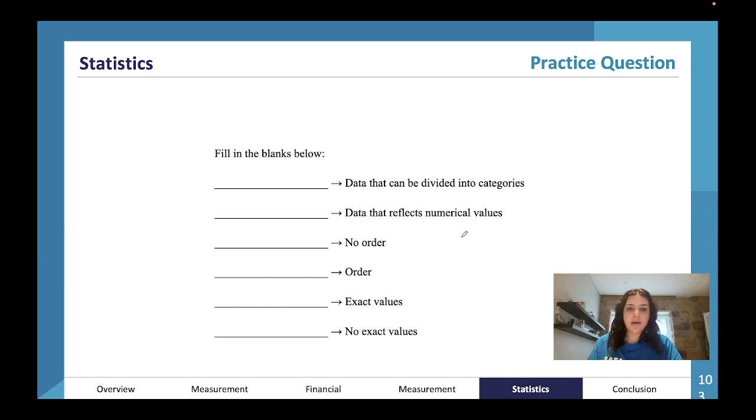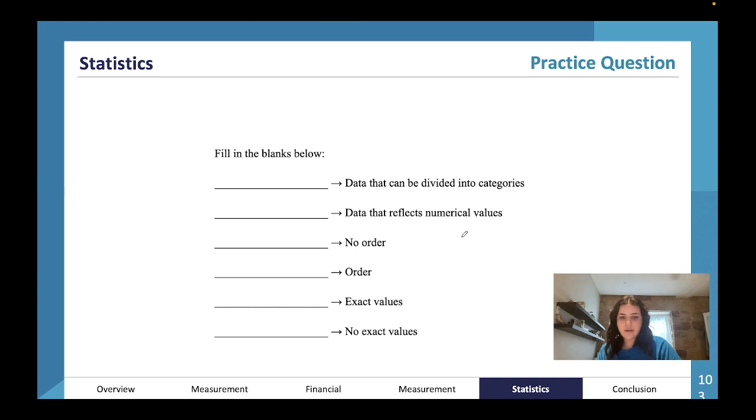All right, we're going to look at a practice question now. Fill in the blanks below. Data that can be divided into categories would be categorical. Data that reflects numerical values will be nominal. If there's no order, it's categorical ordinal. If there is an order, it's categorical nominal. I know that it's kind of complicated, but stick with it.